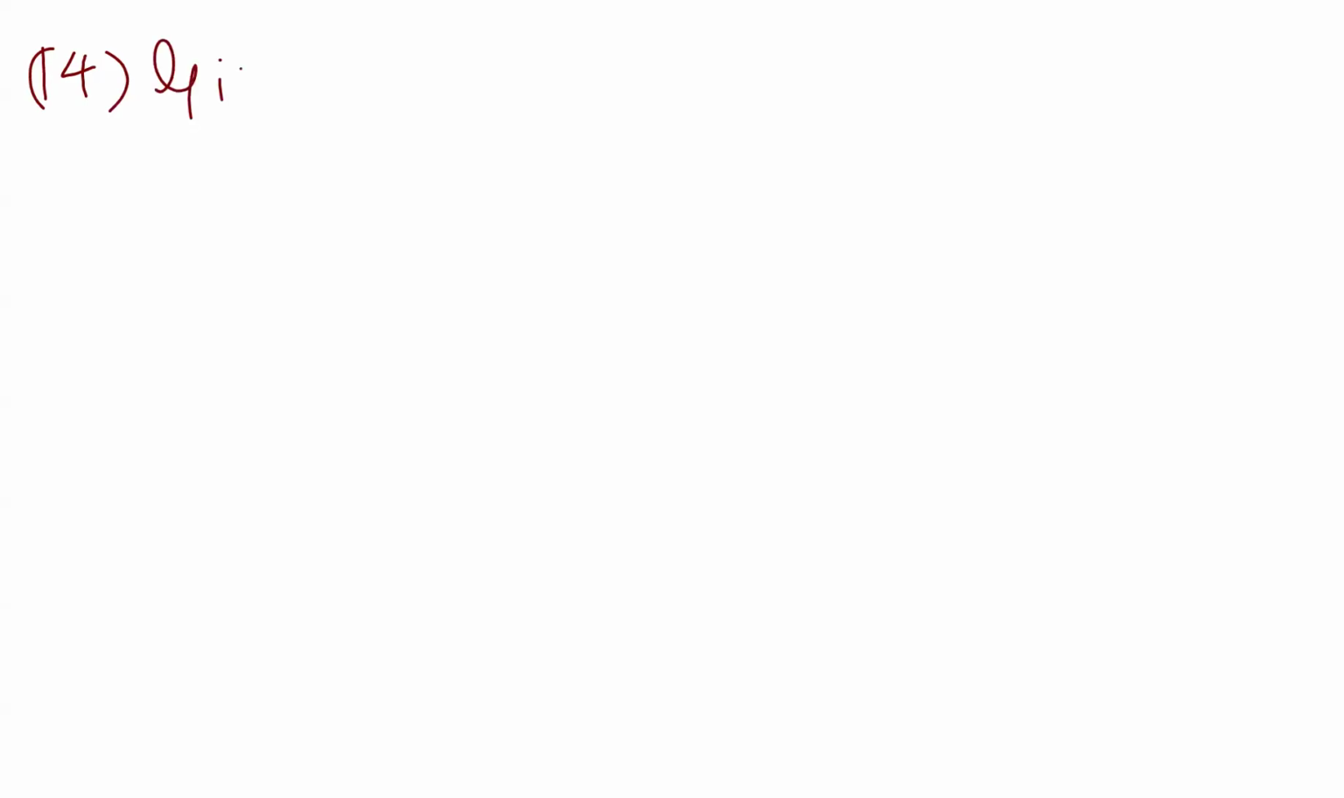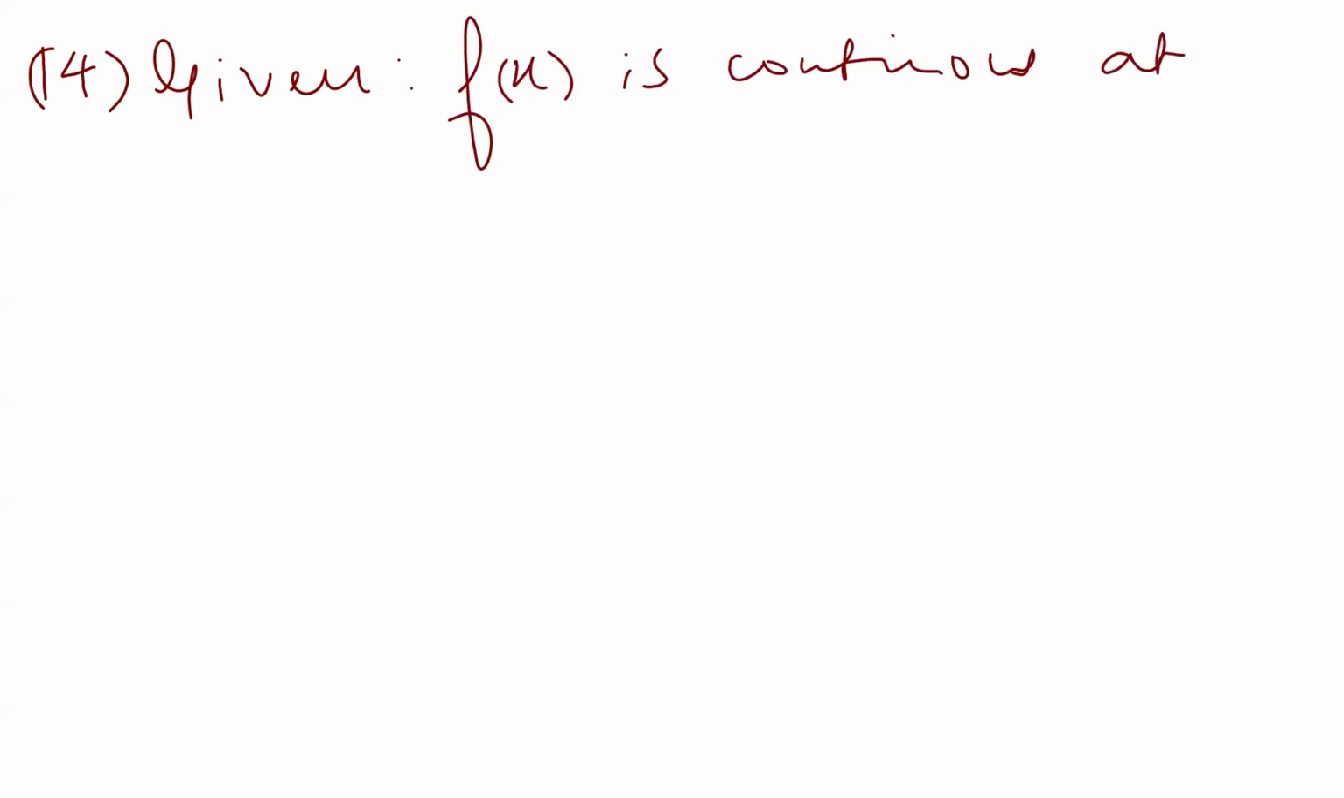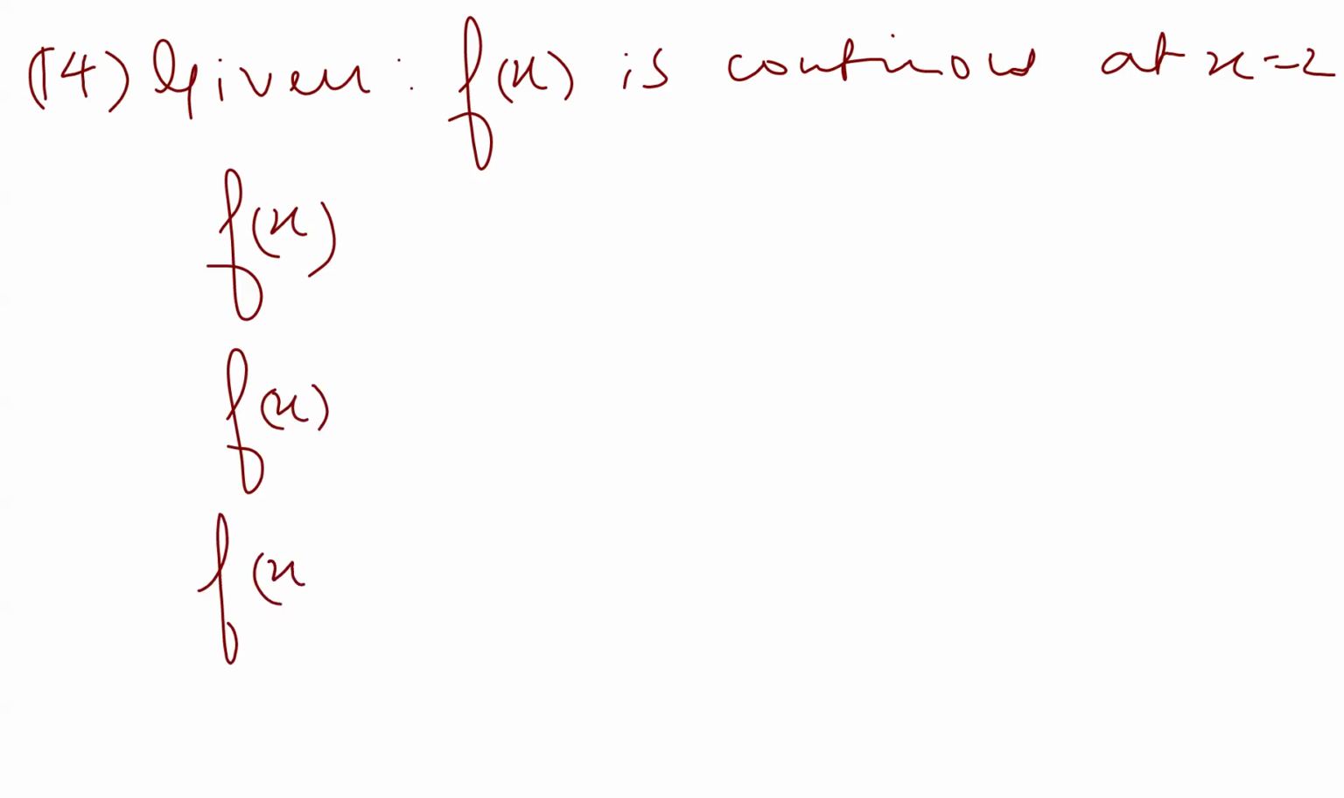Now this time we don't have to prove that it is continuous. The function is given continuous. Are you understanding this fact? So we don't have to prove whether it is continuous at x equal to 2 or not. They have given it is continuous. So given: f of x is continuous at x equal to 2. This statement is given. Now f of x is split into three parts.